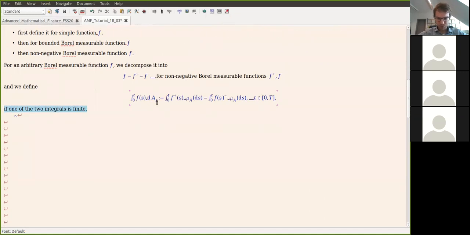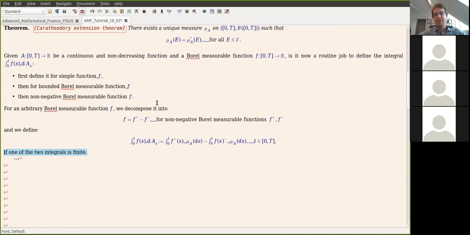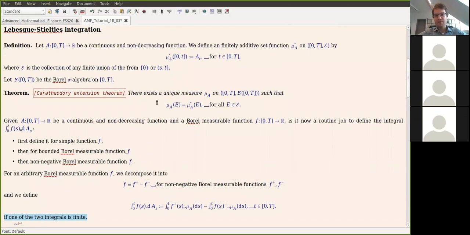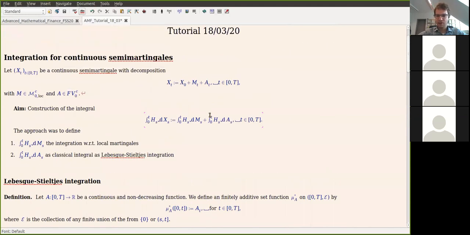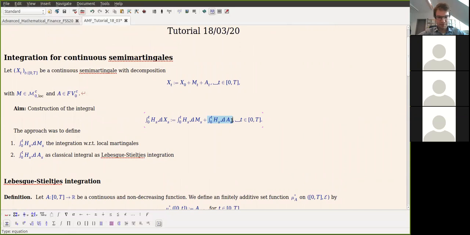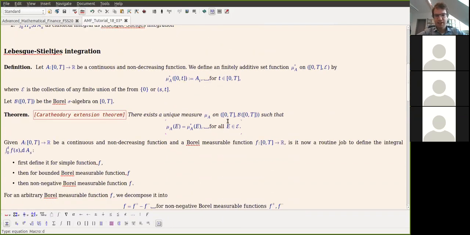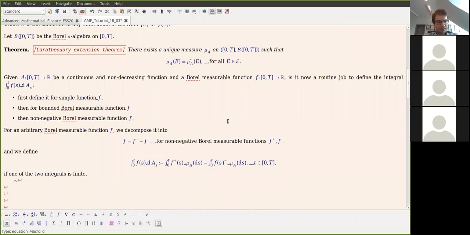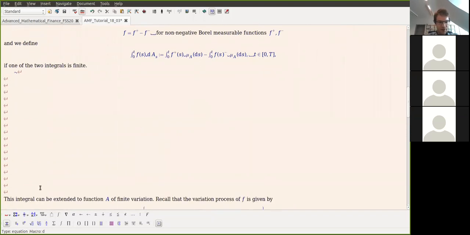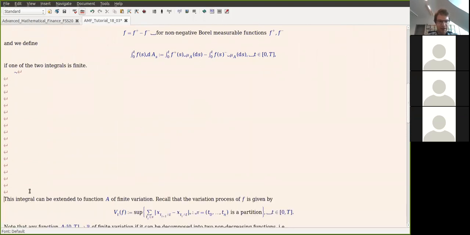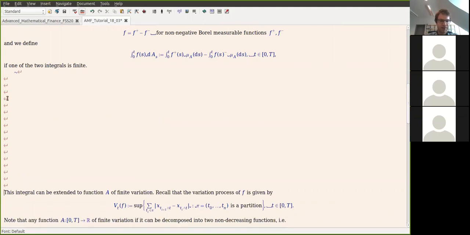Right? Okay, but this is not yet enough to define the Lebesgue-Stieltjes integral we wanted to have, because we only know that this process A is of finite variation. So we need to extend this Lebesgue-Stieltjes integration a bit further. And now, like in a cooking show, I prepared some stuff here.